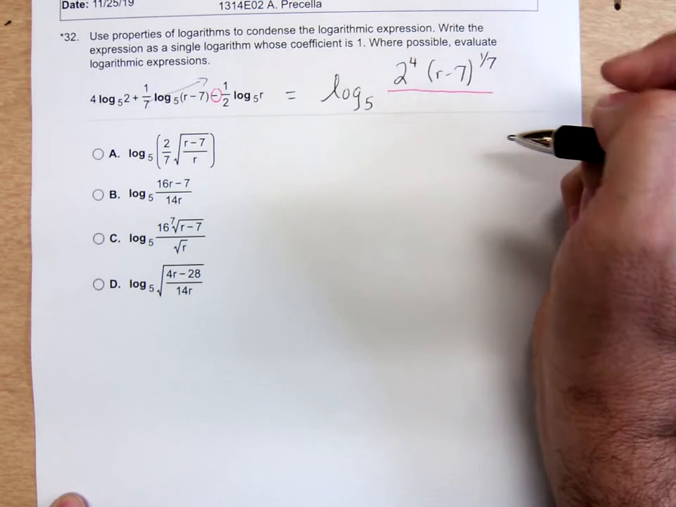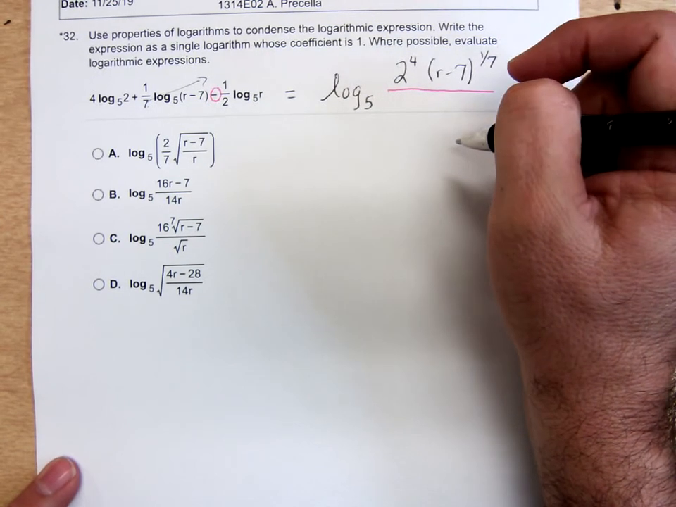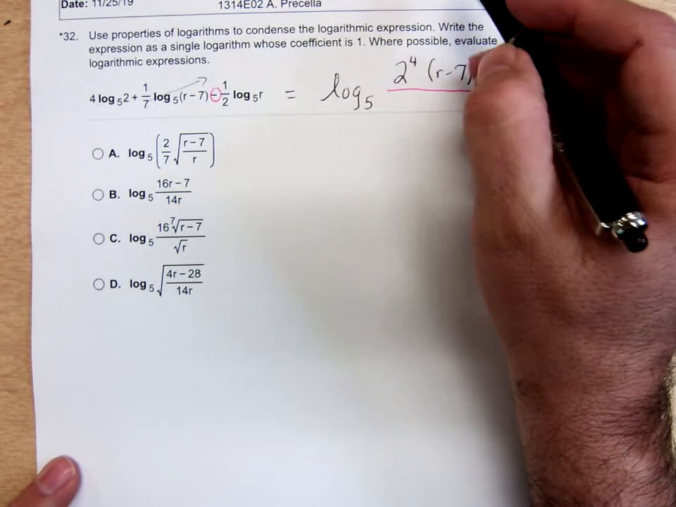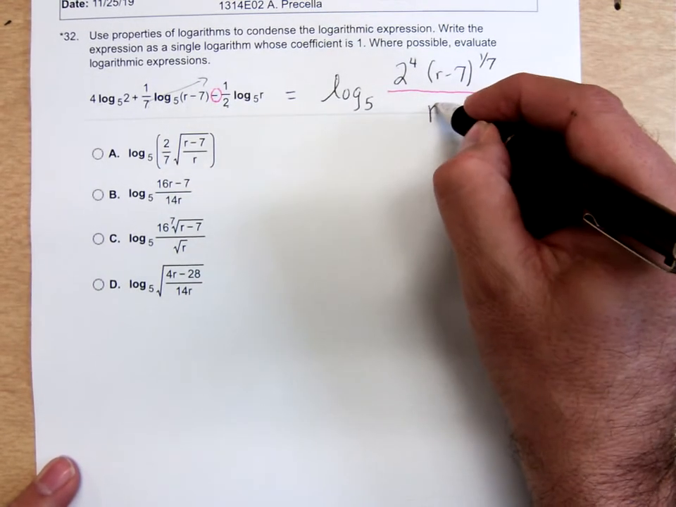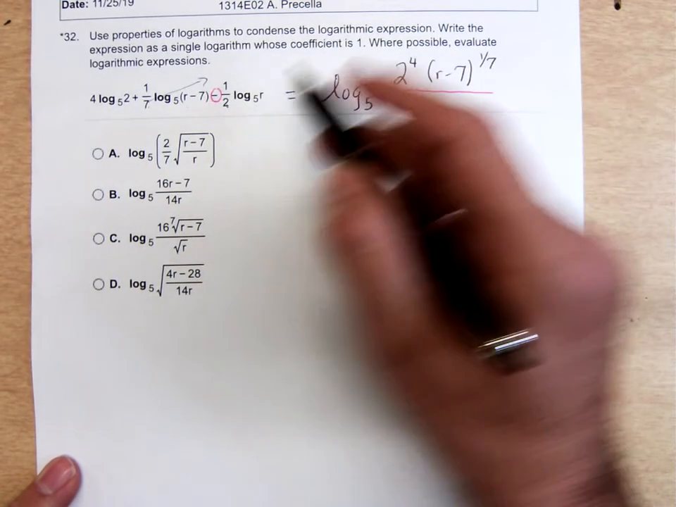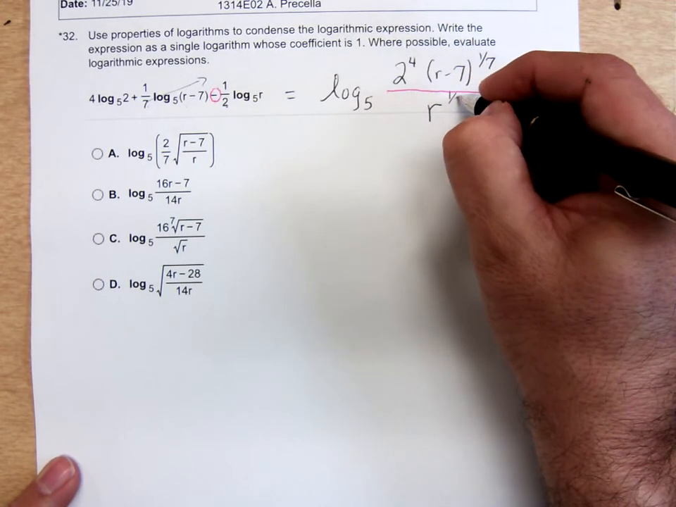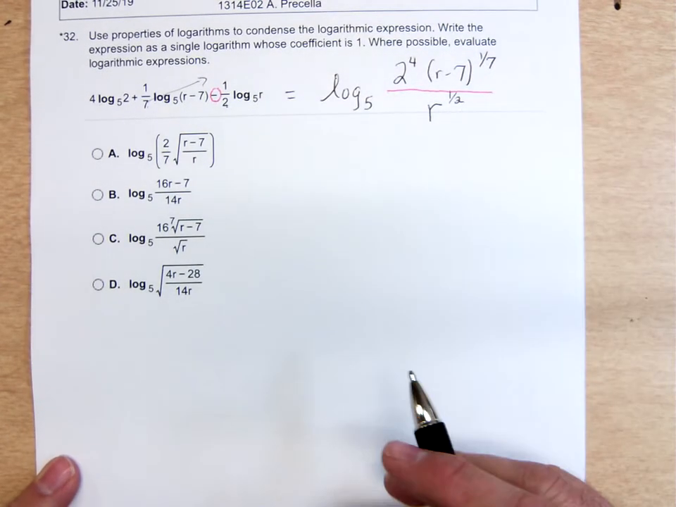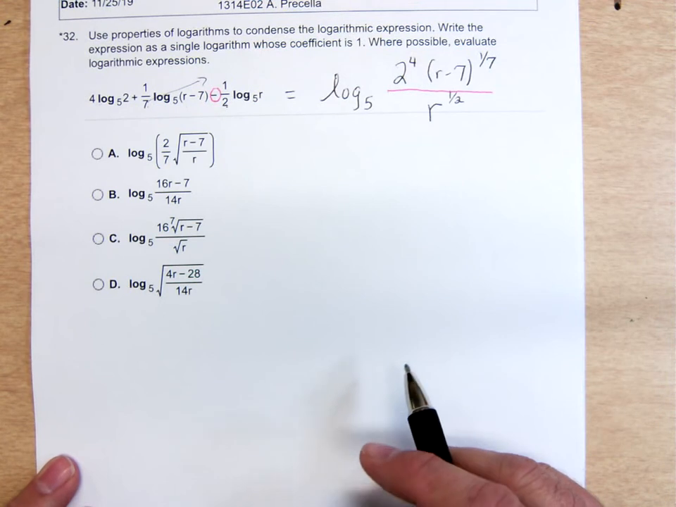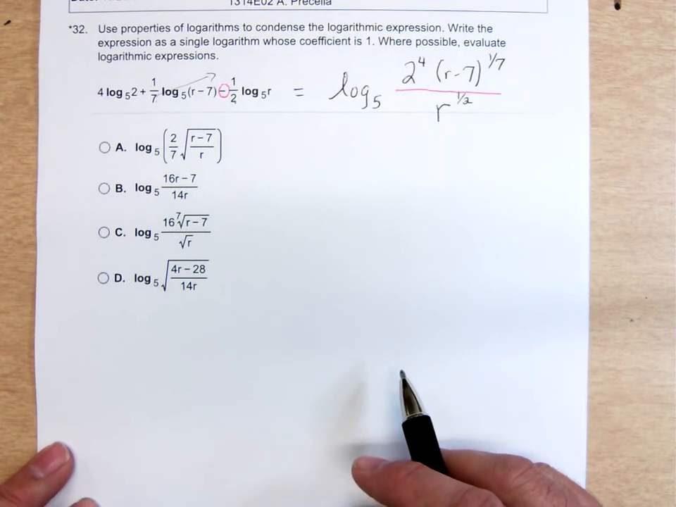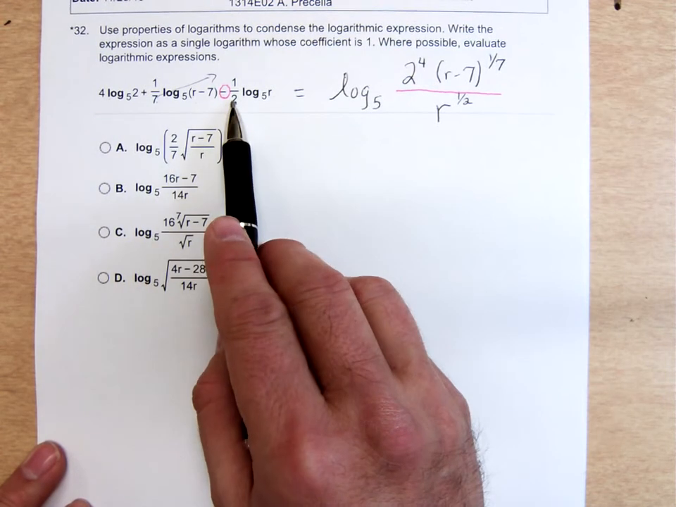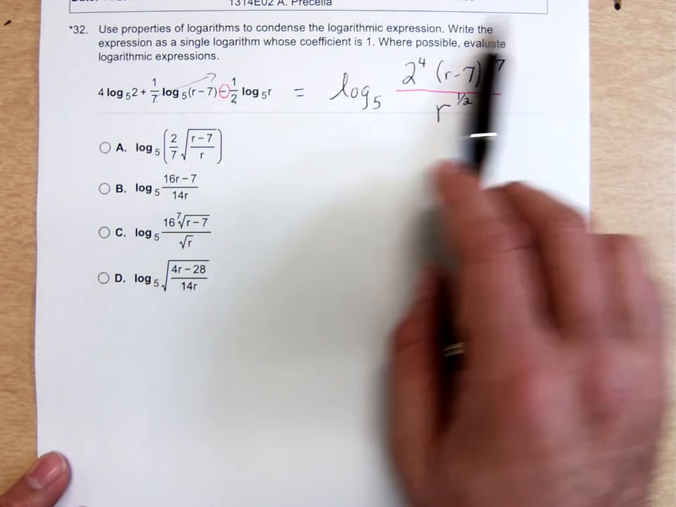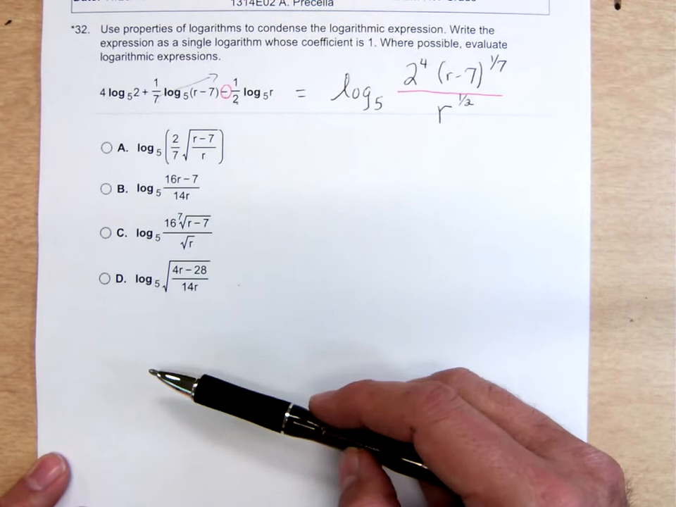And what do we have in the bottom? R, the 1/2 is the exponent. R to the 1/2. The exponent is the number in front of the letter L. So 4, 1 over 7, and 1 over 2. Well, this isn't listed as one of the multiple choices. So let's see, what else could we do?